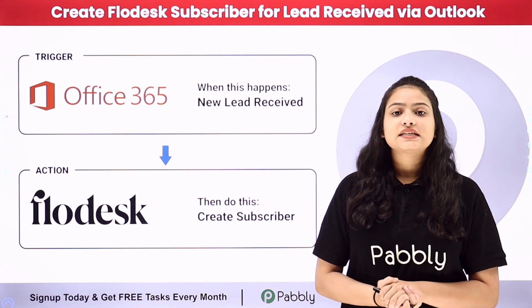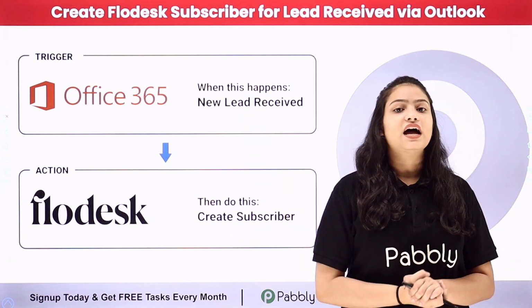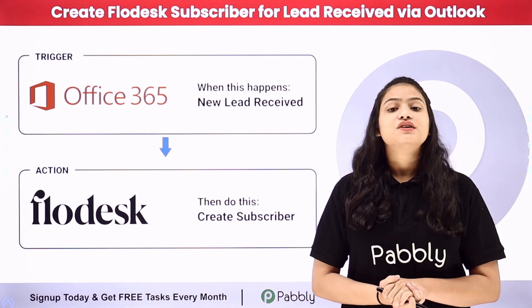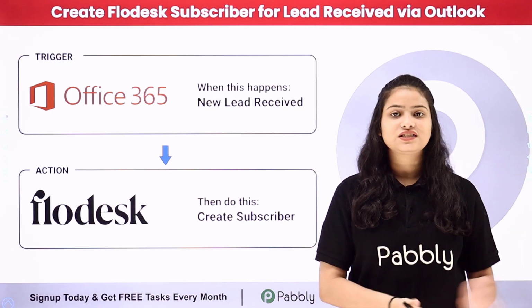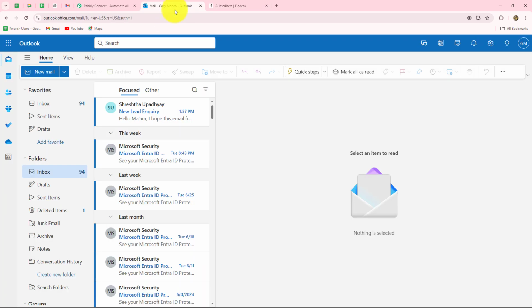So in order to automate this entire process, I am going to set up a connection between Outlook and Flodesk, and we are going to do that without any coding or programming skills with the help of Pabbly Connect. So if you also want to learn this amazing automation step by step, you have to come towards my screen. In this video, I'm going to show you step by step how we can automatically add a subscriber in Flodesk from a lead received through Outlook mail.